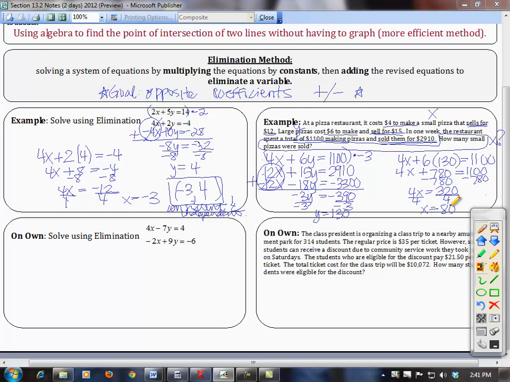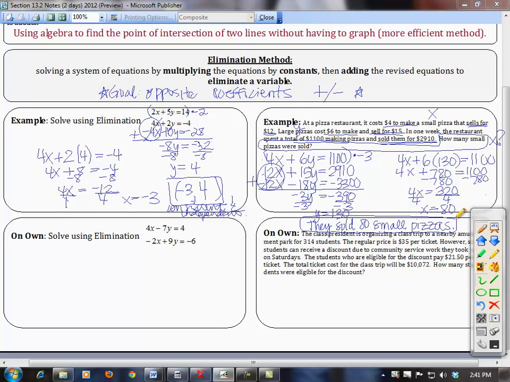Now, in terms of this, though, we are dealing with a story problem, which means we need a story answer. So we're going to say they sold 80 small pizzas. Okay, so this is our final answer. And again, if you start with a story problem, you want to end with a story answer.